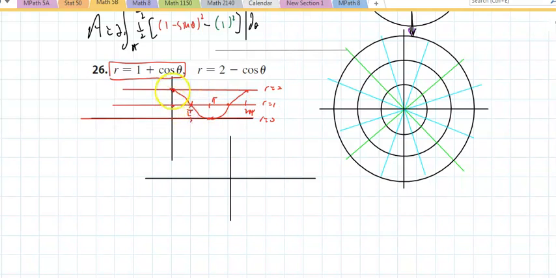Over 2 pi. So at 0, I am at 2. It decreases. By the time I hit pi over 2, r will equal 1. It keeps on decreasing. By the time I hit pi, r equals 0. And by symmetry, I could finish this graph with ease.